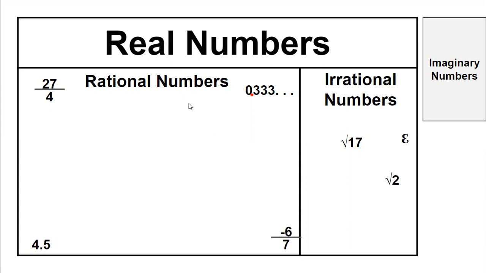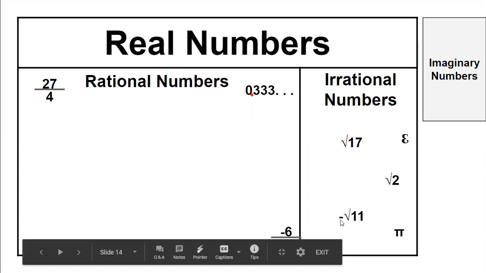Square root of 2, you can never multiply a number by itself to give you exactly 2. You have to estimate it. Pi, because it never repeats or ends. And the negative of the square root of 11. This is not an imaginary number because the negative sign is outside of the square root. Be careful of that one.